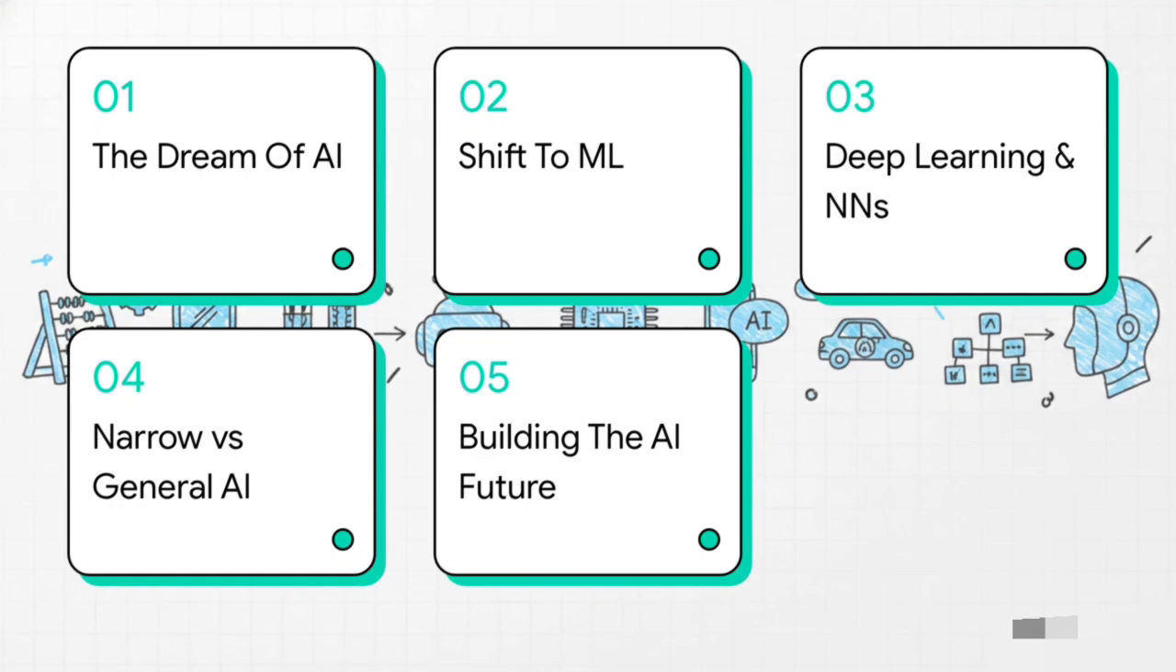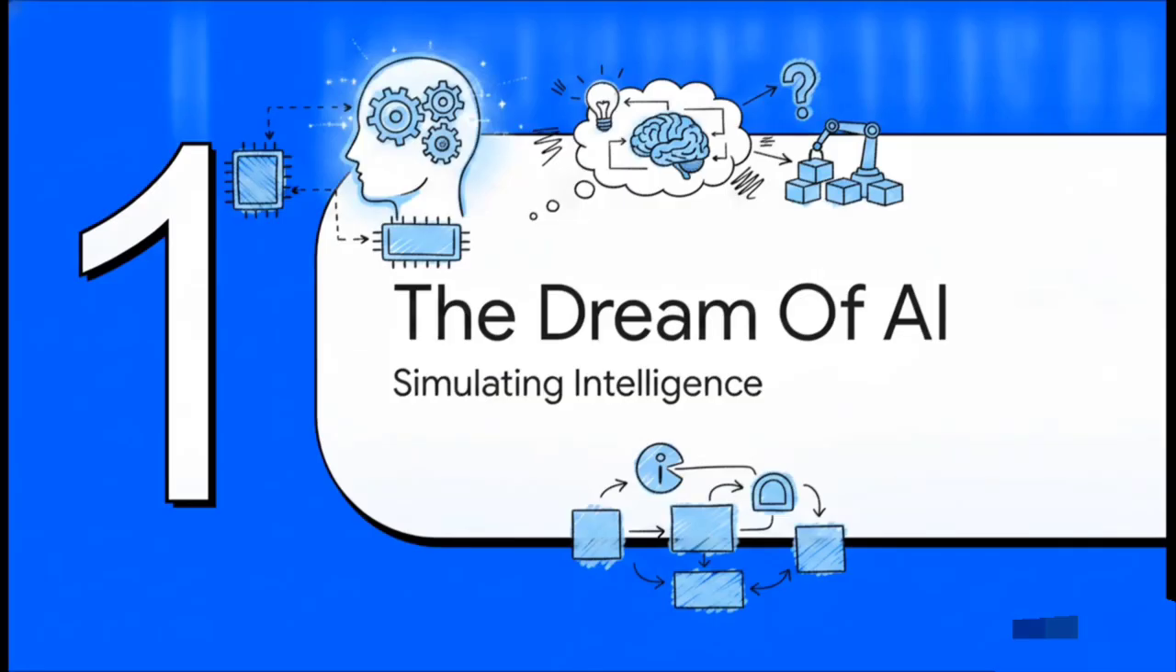So, here is our roadmap for today. We'll kick things off with Section 1, the dream of AI, and then move right into the shift to machine learning. From there, we'll unpack deep learning and neural nets, define the big difference between narrow versus general AI, and finally, look at building the AI future. Okay, let's dive right into this.